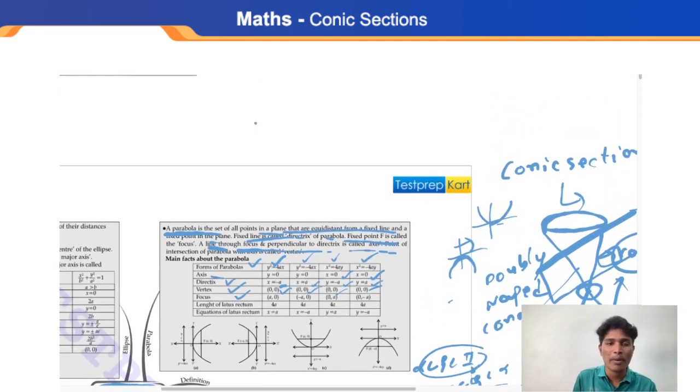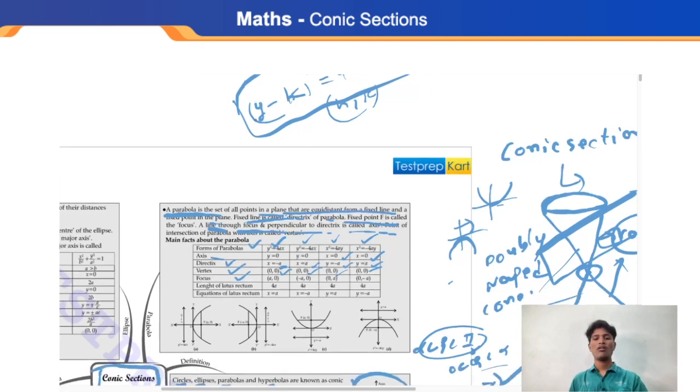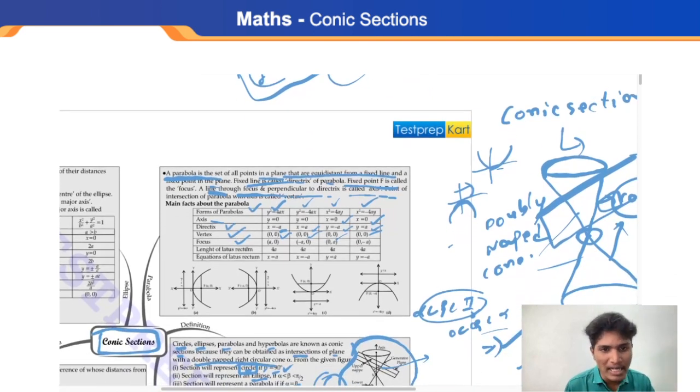The 4 equations can be represented as y minus k whole square is equal to 4a into x minus h. If the vertex is shifted to h comma k, the new equation will be like this. You have to understand. And the length of the latus rectum I already completed, that is 4a. It is a constant length because the latus rectum length is not changing here. It will be 4a in all the 4 parabolas.